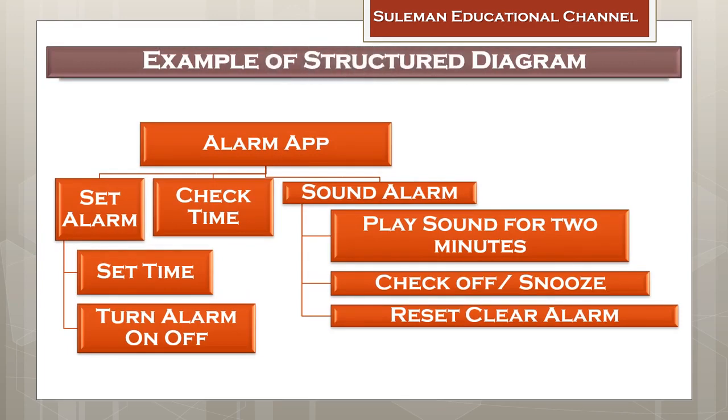Let's look at an example of a structure diagram. In this diagram, the alarm app is divided into set alarm, check time, and sound alarm. Set alarm is further divided into set time and turn on/off alarm. Sound alarm is divided into play sound for 2 minutes, check snooze, and reset/clear alarm. This is an example of a structure diagram. From the diagram, it is clear that it is organized in a hierarchical way. The breakdown into subsystems can also be seen clearly.